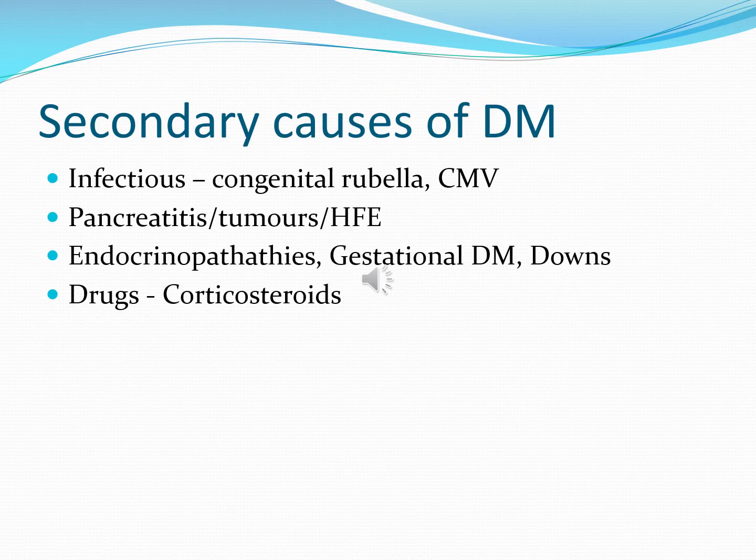There's also a couple of secondary causes of diabetes you should be aware of. These can include things like infections, CMV, pancreatitis, tumours, hemochromatosis, endocrinopathies. So, for example, acromegaly, where you've got growth hormone excess, can lead to hyperglycemia. Gestational diabetes, so this is what can present in pregnancy, Downs, and also drugs, patient on corticosteroids.